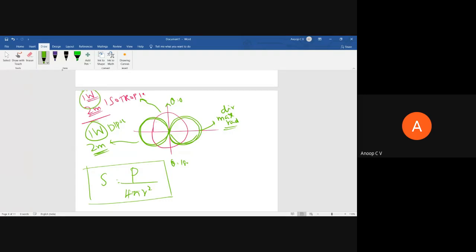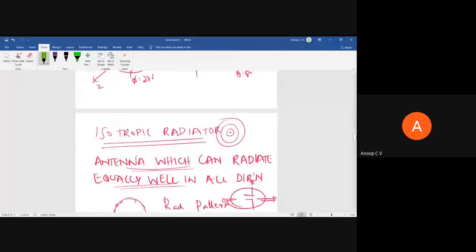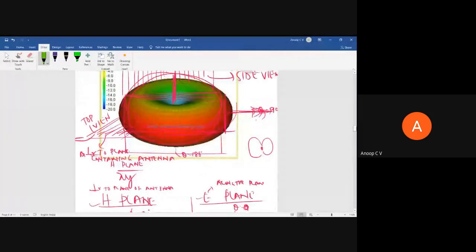So this isotropic radiator we will use as a reference antenna. Compared to the isotropic radiator, how much more an antenna is transmitting in a given direction is called gain. We'll study that in the next class. Those aspects we'll study in the next class. Today I just wanted to introduce you to some basic ideas.